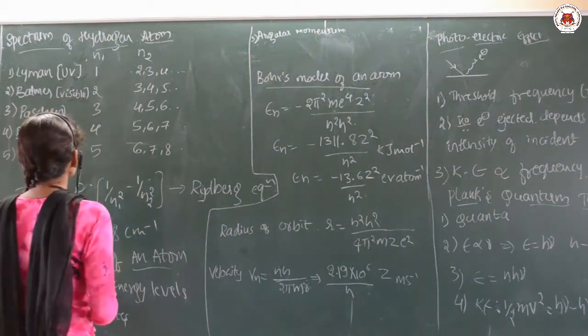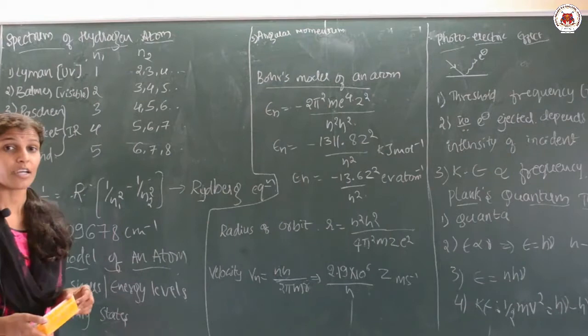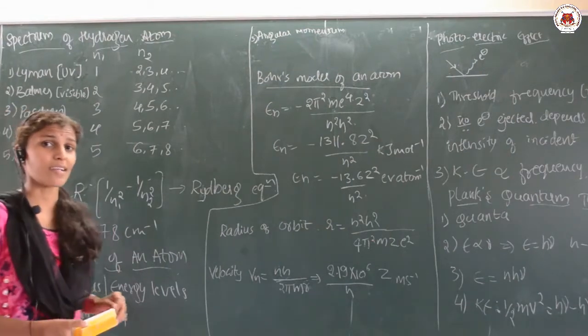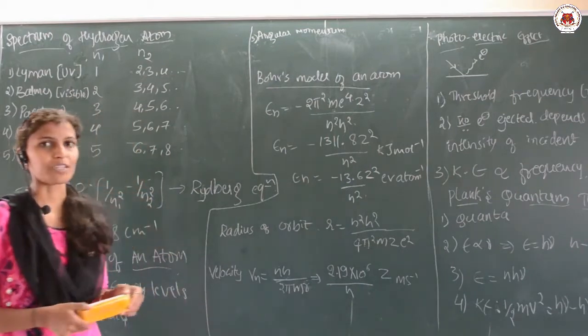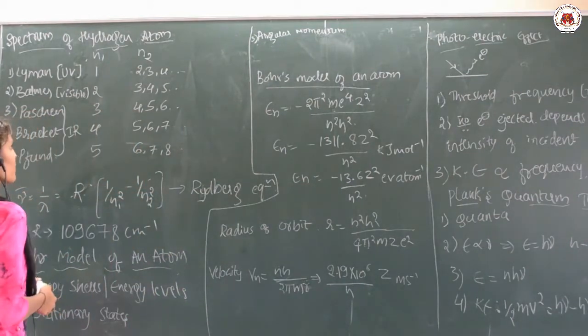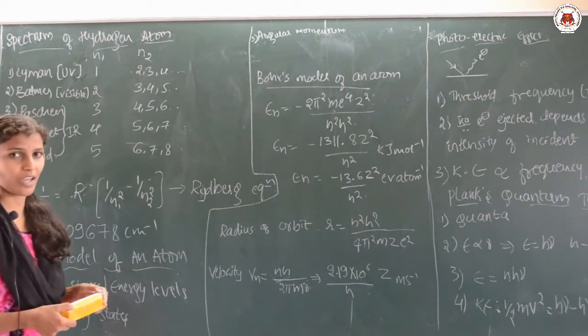Today we are going to discuss the spectrum of the hydrogen atom. In our last class we discussed the spectrum: the solar spectrum and the atomic spectrum. So today we are discussing the spectrum of the hydrogen atom.